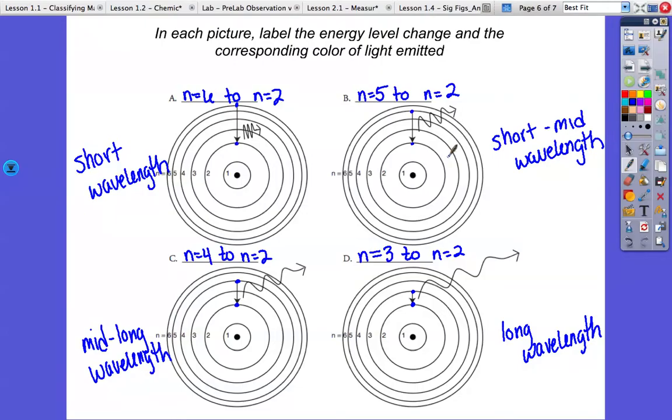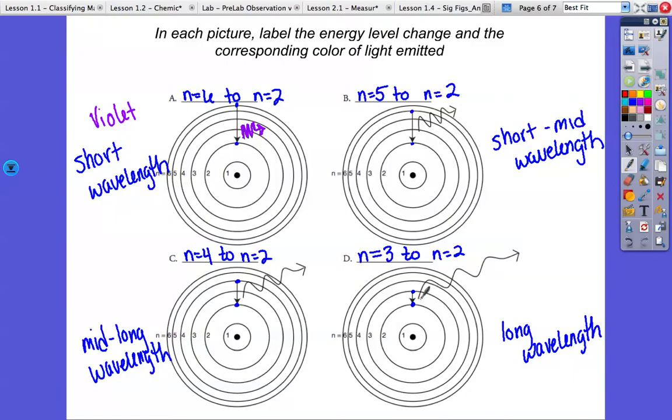So when we looked at our hydrogen gas discharge tube and we looked at the spectral lines, we had 4 different colors. And remember, the purple or the violet had the shortest wavelength. So A is violet. And so then you can color this line to show that violet light is being emitted through this electron transition.